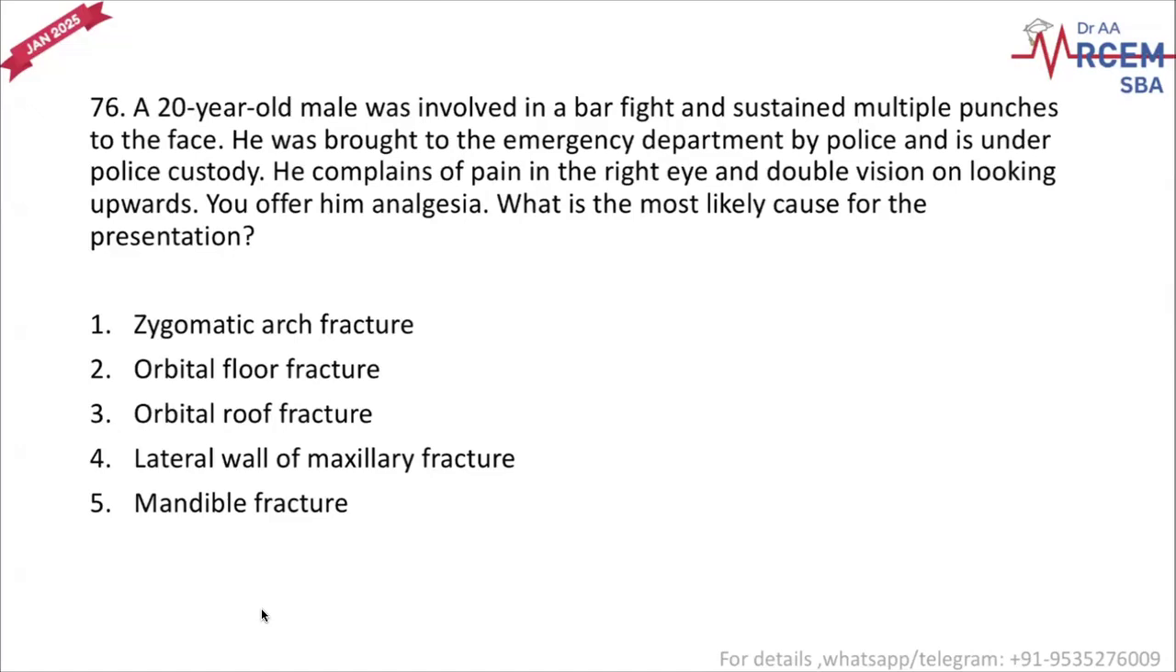Double vision on looking upwards is suggestive of an entrapment of the inferior rectus muscle due to a fracture of the floor of the orbit. So orbital floor fracture is what you are suspecting in this individual.